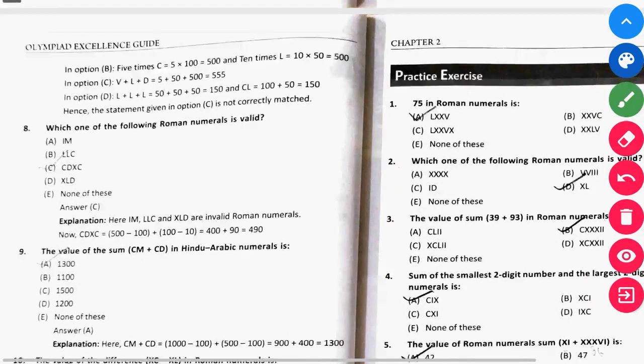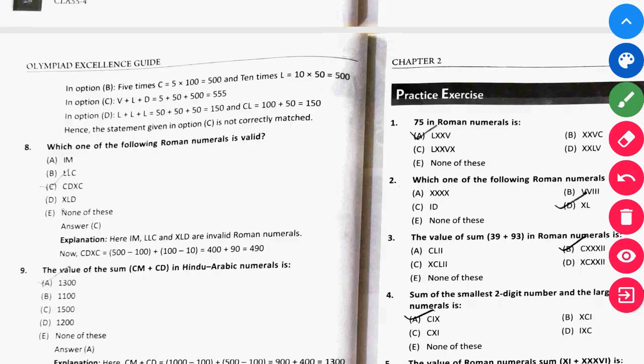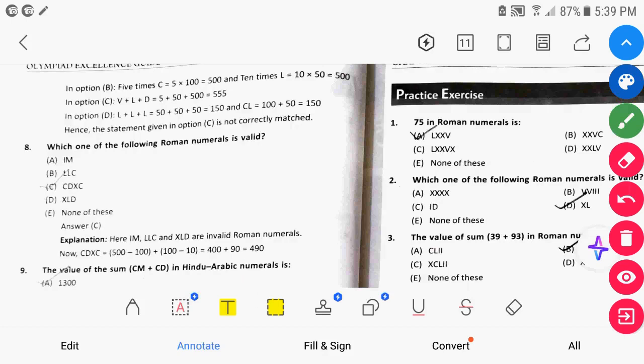Now, which one of the following Roman numerals is valid? IM is not a valid one. CDXC is the valid one. CD means 500 minus 100, that is 400, and XC means 100 minus 10, that is 90. So 490 is a Roman numeral which is valid.